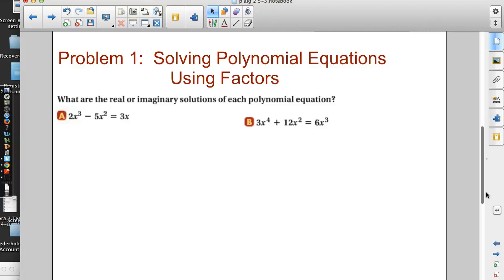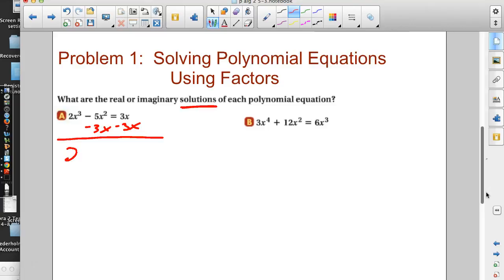So this one says solving polynomial equations, and we're definitely going to use factors for this. What are the real or imaginary solutions of each polynomial equation? And as soon as you read this, you should be saying to yourself, they're asking me for the zeros. And if I'm supposed to give them the zeros, I've got to have a 0 on one side of this thing. So I'm going to have to subtract this 3x from both sides. And we always want to put it in standard form so that we can see that highest power of the variable and work our way down.